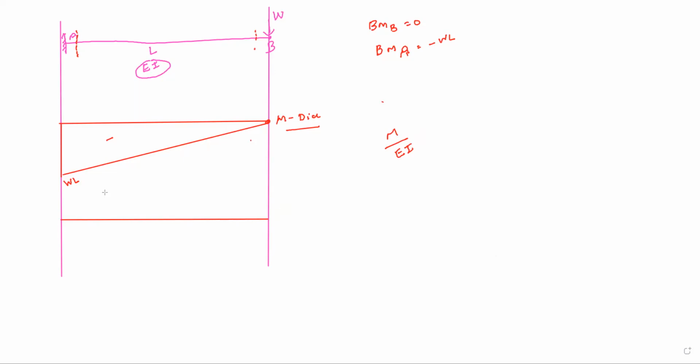So to draw an M divided by EI diagram is simple: just divide the value of moment by EI. What is the value of EI in your whole beam? It is EI throughout. Yes or no? So can I say that if I divide the moment at point A by EI, it can be called WL by EI? Yes or no? Please confirm me.